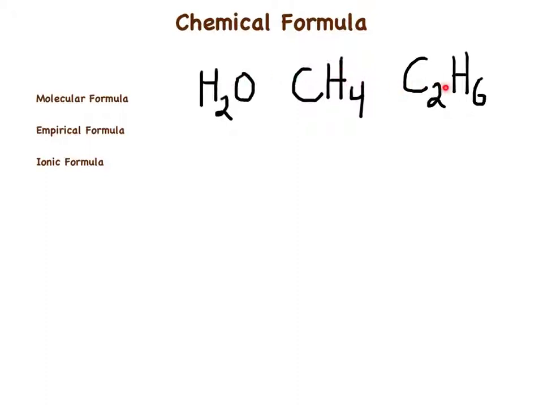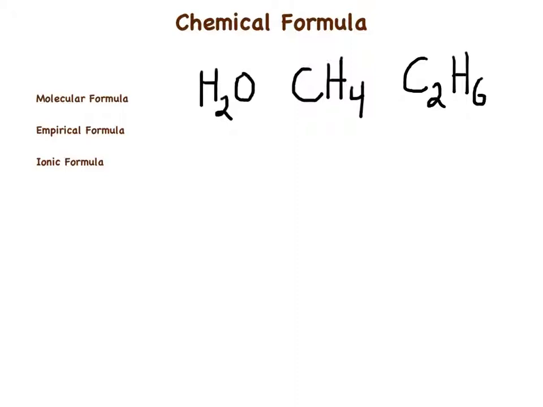All 3 of these are molecular formulas, but we're going to talk about empirical formulas. Empirical formulas are the same exact thing. All you have to do is reduce it. So remember, like I said, the molecular formulas are basically mole ratios: 2 hydrogen moles per 1 oxygen mole, 1 carbon mole per 4 hydrogen moles, 2 carbons per 6 hydrogens. So for empirical, you're just basically simplifying that ratio.